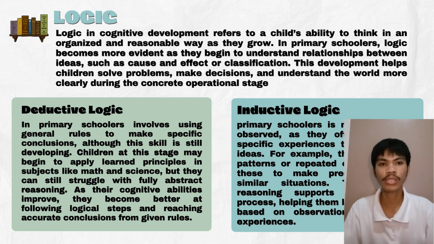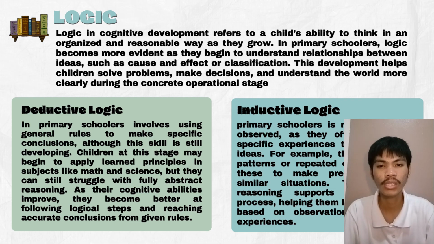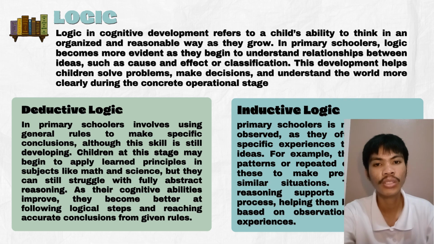In primary schoolers, deductive logic involves using general rules to make a specific conclusion. Although these skills are still developing, children at this stage may begin to apply learned principles in subjects like math and science, but they can still struggle with fully abstract reasoning. As their cognitive ability improves, they become better at following logical steps and reaching accurate conclusions from given rules.